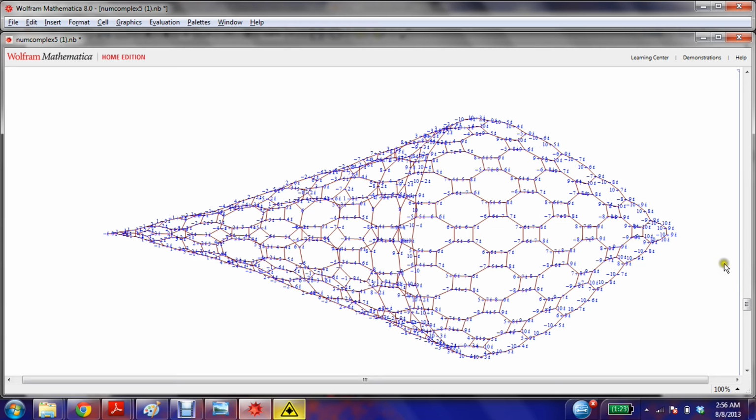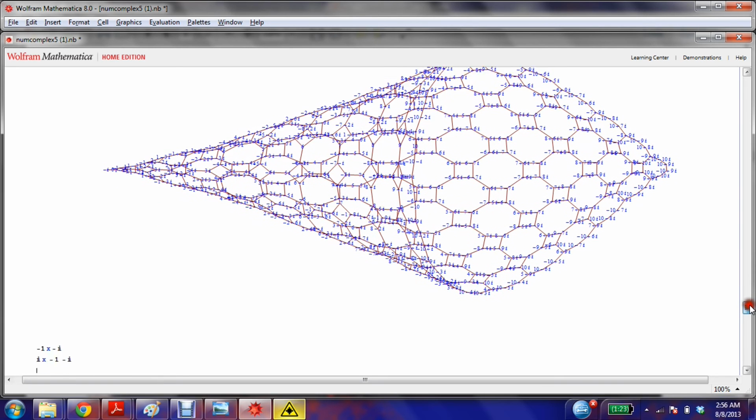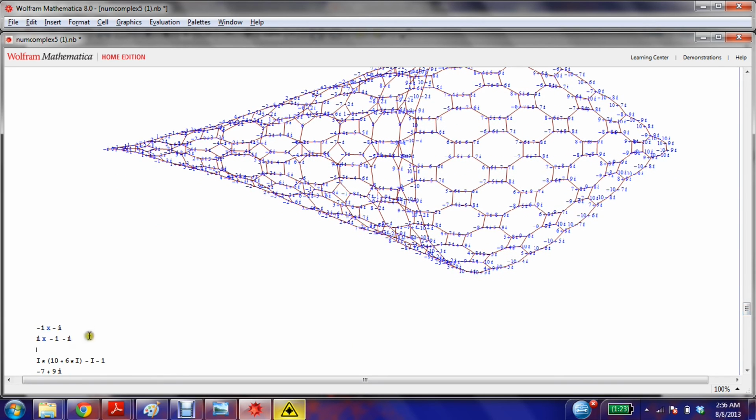But anyway, essentially we can do the same thing with complex numbers as we did before. We can just get a load of complex numbers, and we can define a couple of functions that represent different kinds of edges, and we can use those to generate different sorts of networks.